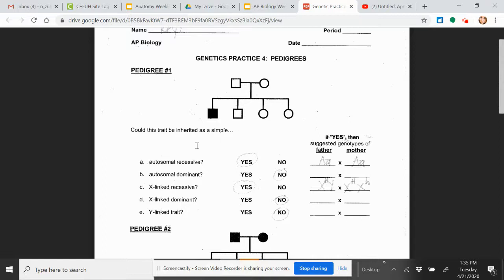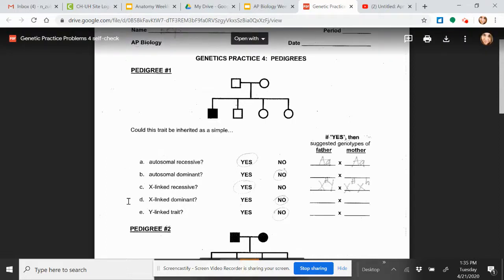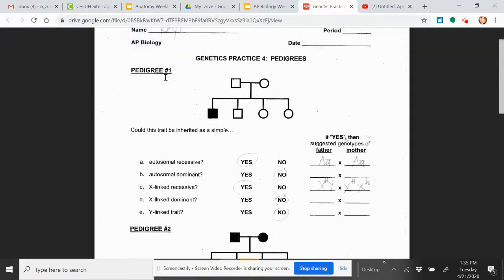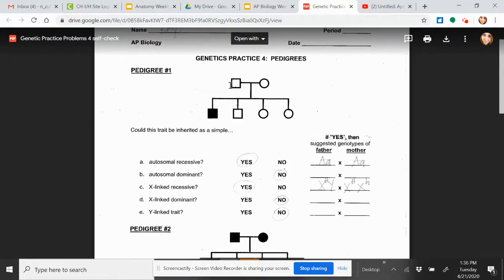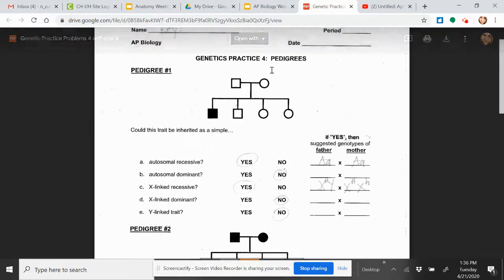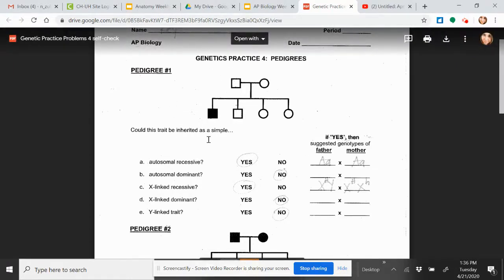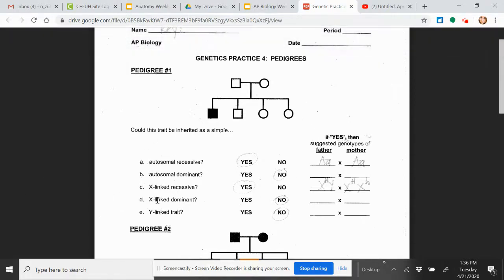Recessive can skip generations. Now, remember we talked about sex-linked. That means it might affect more males than females. From this pedigree, we don't have enough information to say definitively that it is, because we don't see more males than females in a pattern. So recessive and dominant can be sex-linked, or autosomal, which means it's not sex-linked. It can happen to anyone. So here we're looking at a trait in pedigree 1.